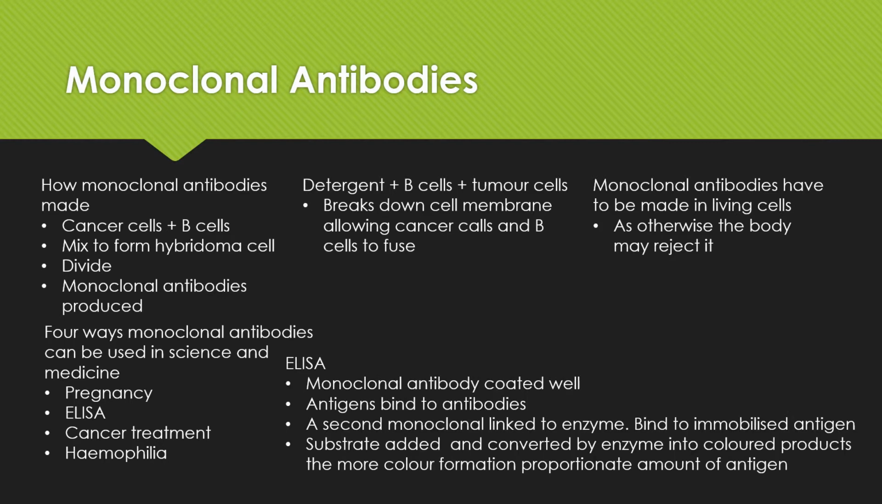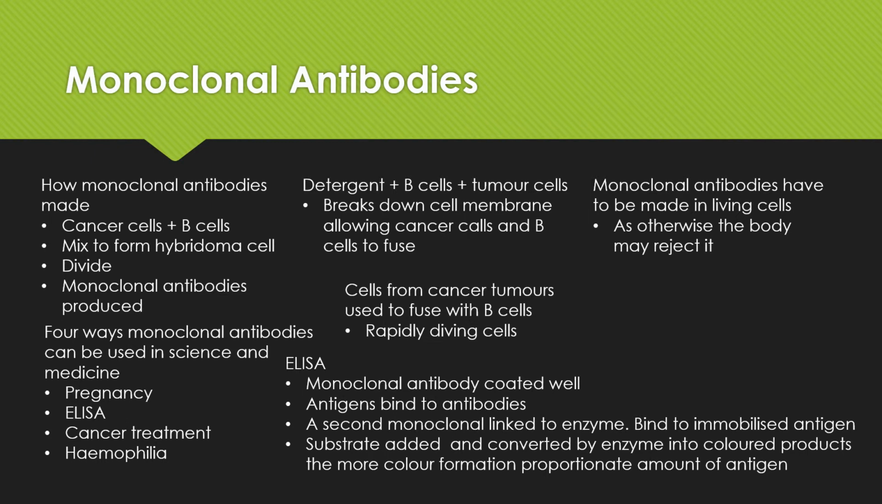So how does the ELISA test work? Well, you have the monoclonal antibody that's coating the well, and then the antigen binds to the antibodies. A second monoclonal antibody linked to an enzyme binds to the antigen, and the substrate is added, and this causes the enzyme to change color. So the more color formation, the more of the antigen that is there.